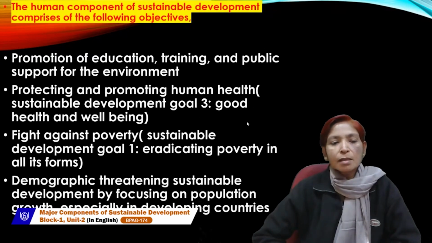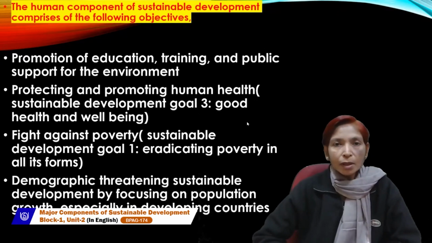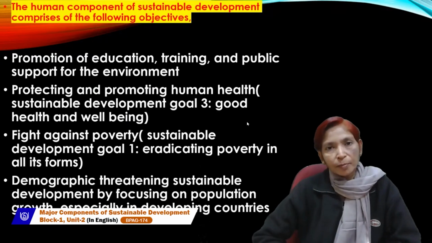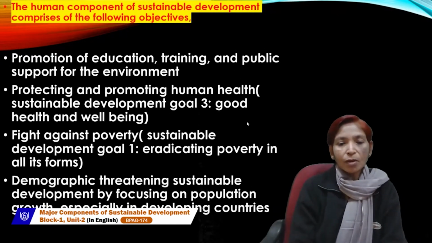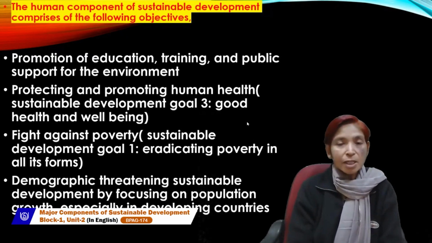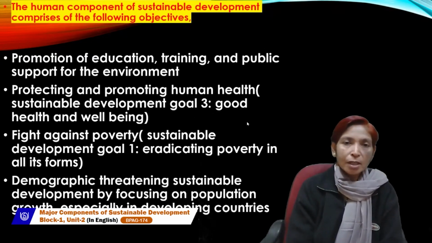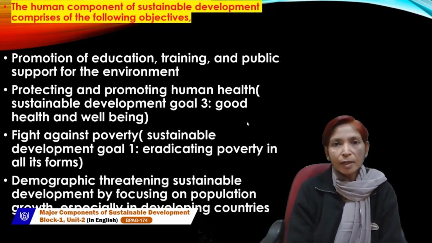Demographic factors threaten sustainable development by focusing on population growth, especially in developing countries. It's a threat. Population growth is the root cause of all the problems of the country. So demographics threaten sustainable development because of more population growth, especially in developing countries. Population is growing at a faster rate. That's why it's a bigger threat for the achievement of this sustainable development target.